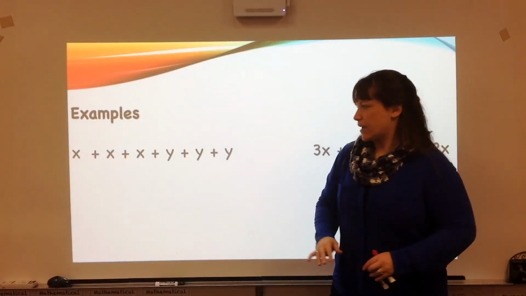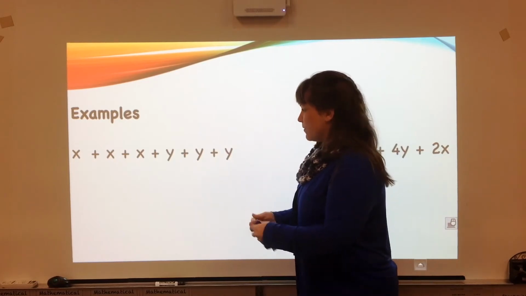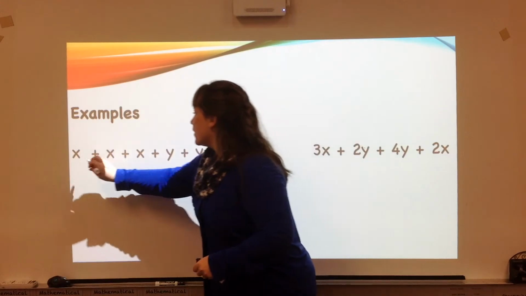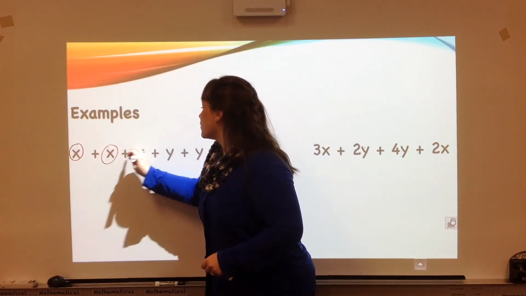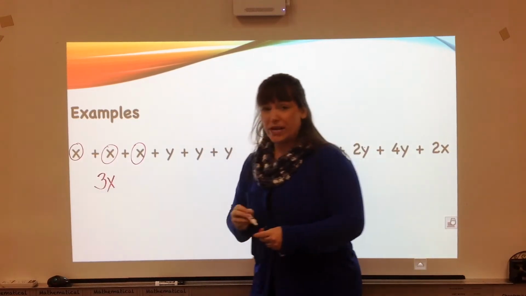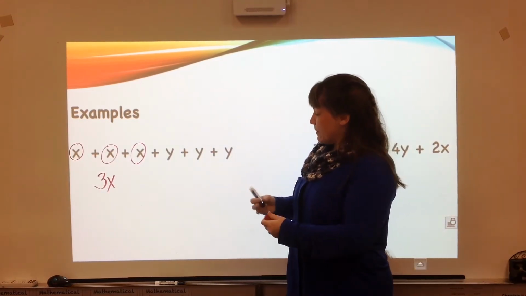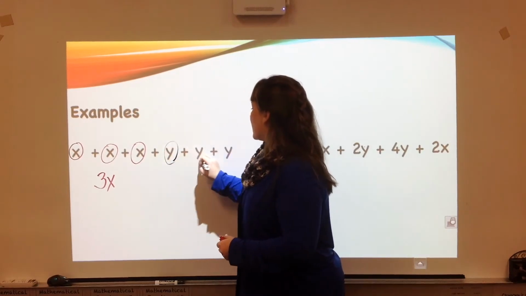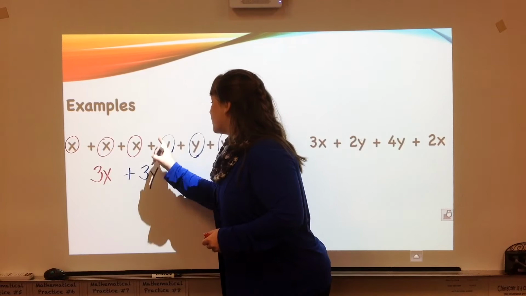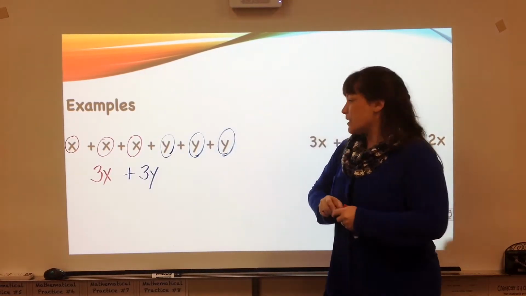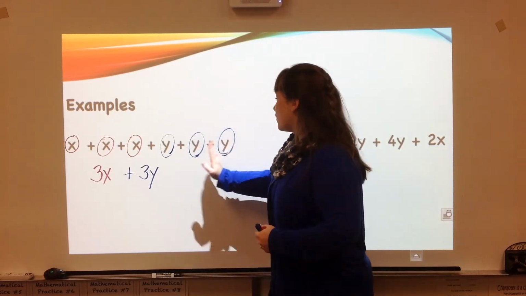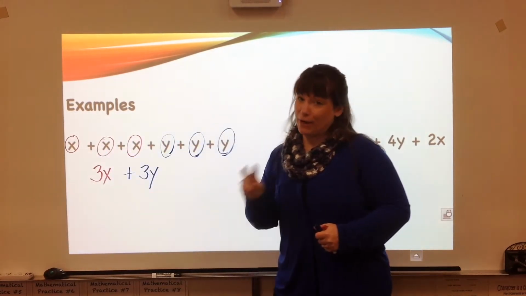Moving down to the second level, we have a string of x's and a string of y's. So here are my x's. I'm going to circle those, and I have 3 of them, so that means it's 3x. And then I have a string of y's. I have 3 of those, so I drag down an addition sign because I am needing to add these, and I have 3 y's. So instead of 6 terms, I now have 2.